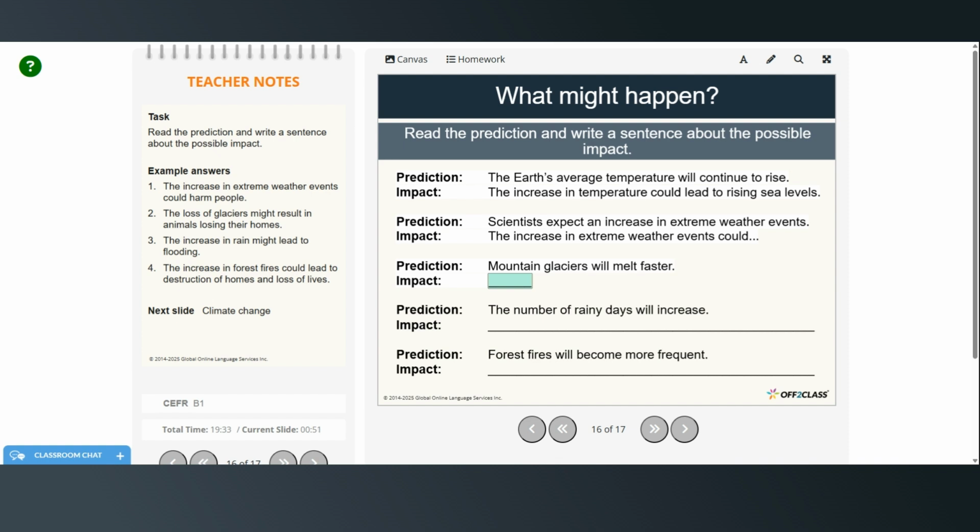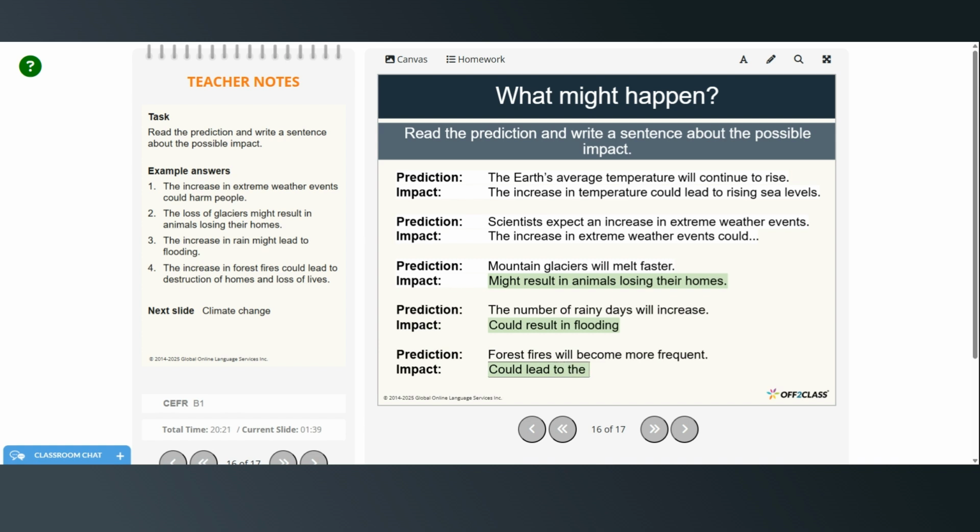Okay, mountain glaciers will melt faster. So this might lead to animals leaving their homes. The number of rainy days will increase. The increase could result in flooding. And forest fires will become more frequent, and that could lead to the destruction of homes and loss of lives.